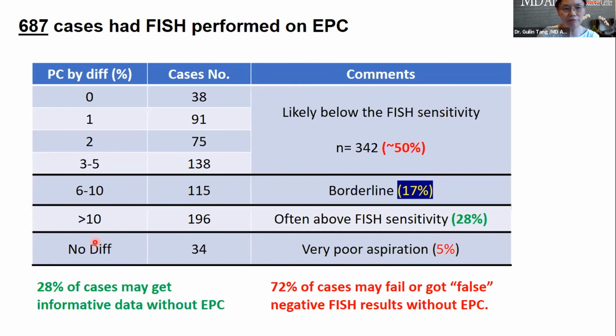so we didn't even do the differential. For this one, by smear or by culture, if you don't enrich or concentrate it, you're not going to get it. Overall, about 72% of the cases might fail or get a false negative FISH result without the enrichment of the EPC. This is true: after we successfully adopted the EPC in our lab, our volume dramatically increased. The clinicians bring more cases to the clinical lab. So it's very, very helpful for us.